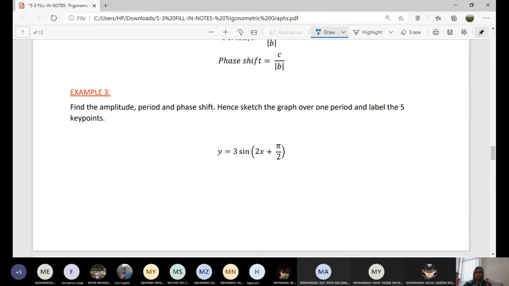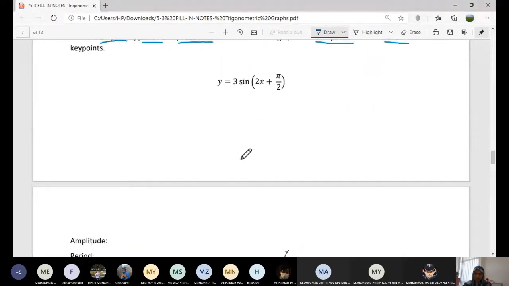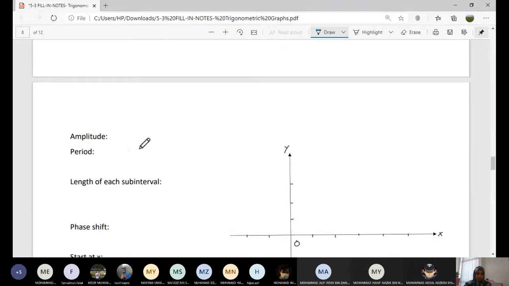So in this example 3, we want to find the amplitude, period, and its phase shift. Hence we want to sketch over one period and label the 5 key points. So here your A is 3, A equals 3 for the amplitude.